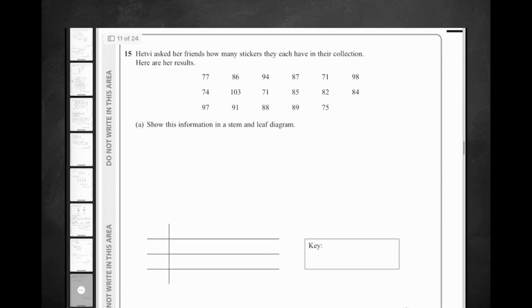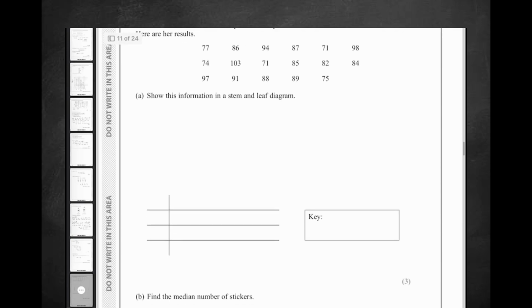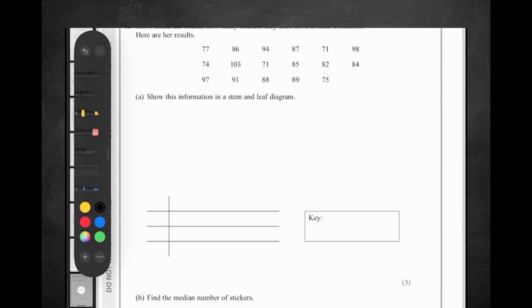Question 15. Hetvi asked her friends how many stickers they each have in their collection. Here are her results. Show this information in a stem and leaf diagram. So, we'll start with our key. The lowest number we have up here, it looks like, is 71. So, we will put the 7 for the 10s here. 8, 9, 10. And our key is going to be 7-1 equals 71.